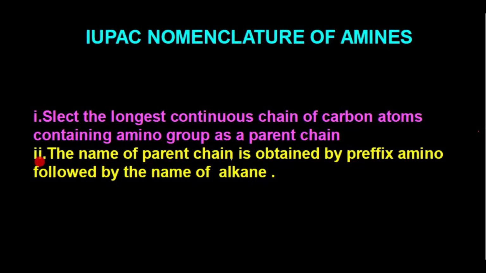Now the second rule. The name of the parent chain is obtained by the prefix amino followed by the name of the alkane. It means, how can we write the name of the parent chain? Students, for writing the name of the parent chain, we use amino as prefix. It means amino should be written first. We use amino as prefix and alkane as suffix. First of all, we will write amino and then we will write the name of the alkane part. This is the second rule, students. Let's see what the other rules are.